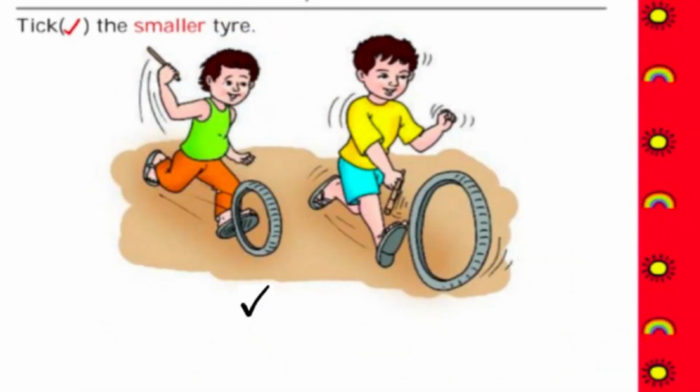Tick right the smaller tire. There are two tires. One is small and another is big. The first tire is smaller than the second tire.